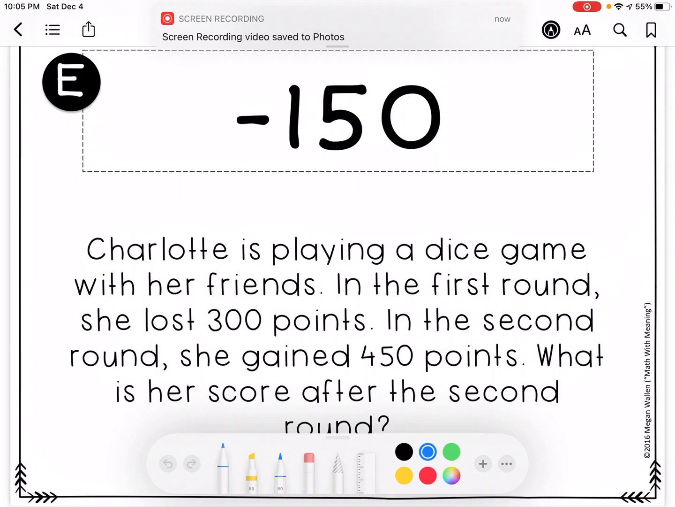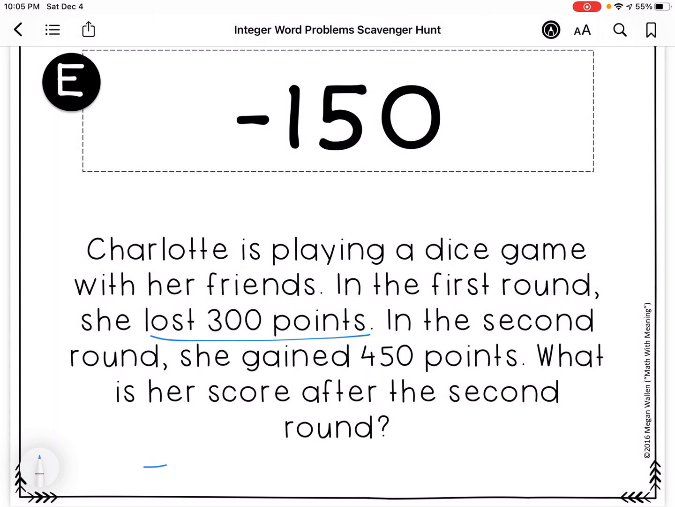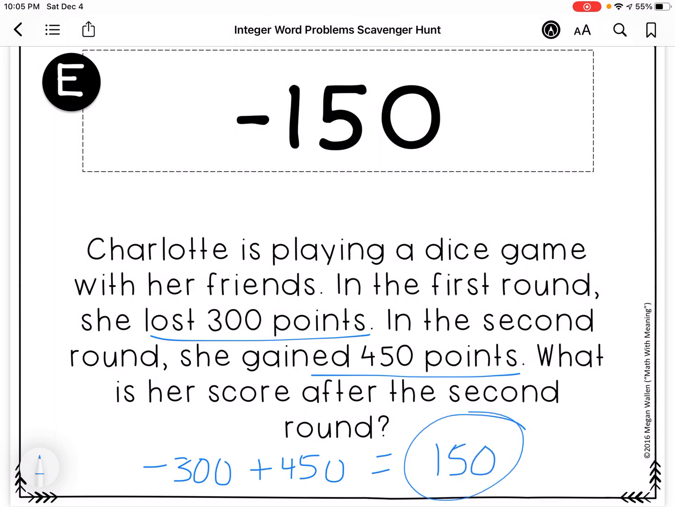All right, Charlotte is playing a dice game with her friends. The first round she lost 300 points. In the second round she gained 450 points. What is her score after the second round? So I know that signs are different, so I have to subtract. I get 150, and I know it's going to be positive because there are more positives than negatives.